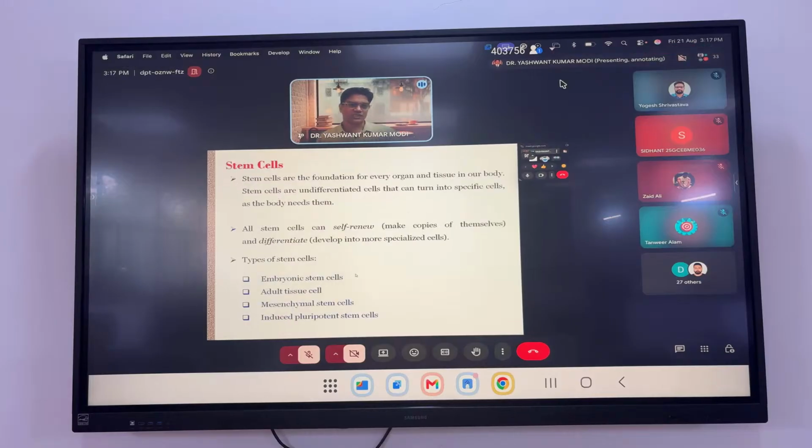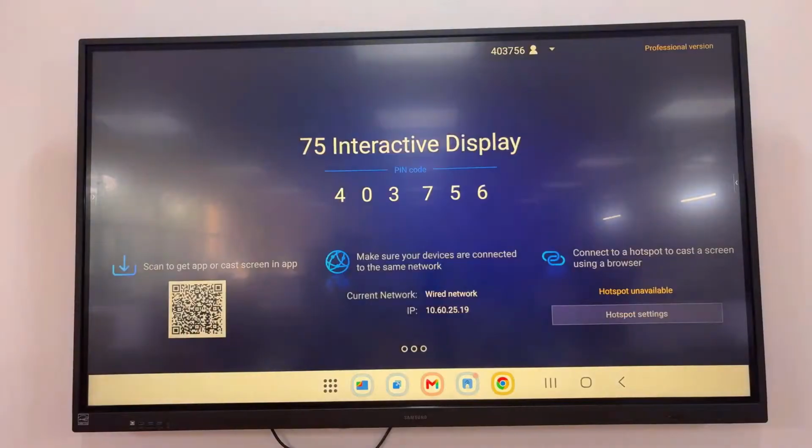So what is a stem cell? Basically, we all know about stem cells. Stem cells are the foundation of every organ and tissue in our body. Stem cells are undifferentiated cells that can turn into specific cells as the body needs them. So stem cells can self-renew and differentiate themselves. Right. First they can renew themselves and then differentiate. Stem cells are basically the most basic cells of any human being or any animal.